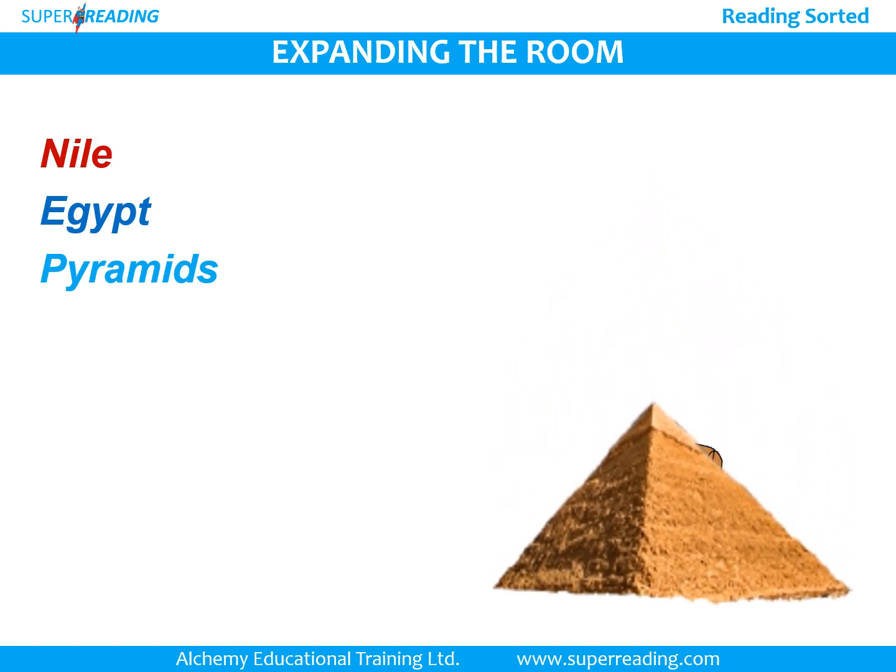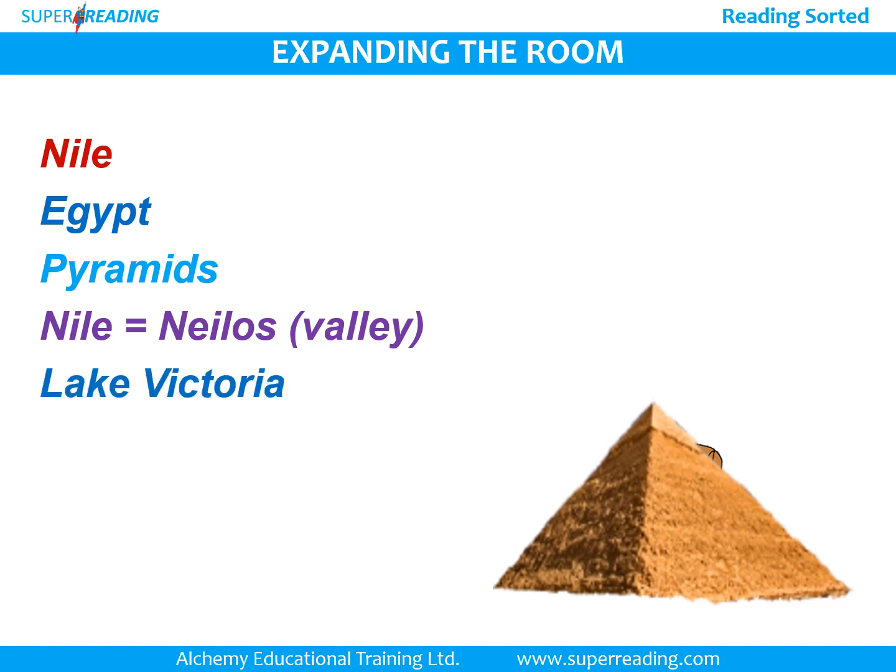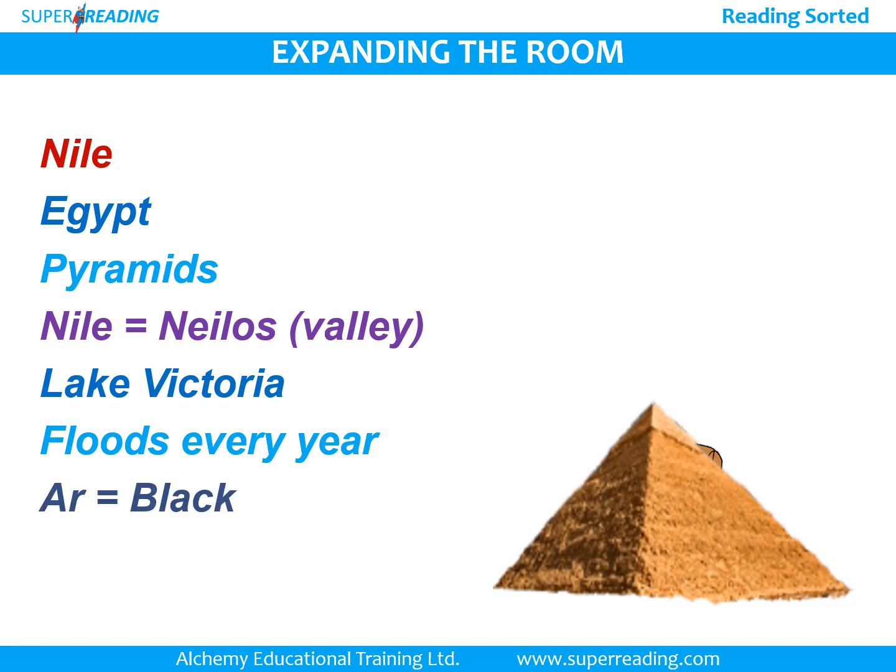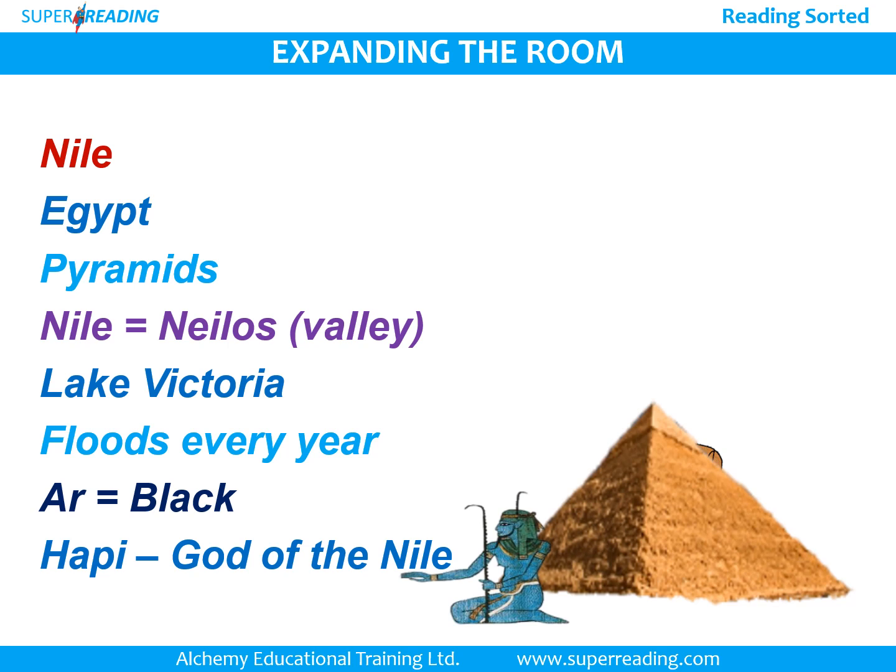What are our facts? Well, the word Nile comes from the Greek word Nilos, which means valley. Fact number 2. Lake Victoria is the largest source of the Nile. Fact 3. The Nile used to flood every year. Fact 4. Ancient Egyptians called the river Ar, which means black, because of the black sediment left over from the flooding. And fact 5, Hapi, H-A-P-I, was the ancient god of the Nile.